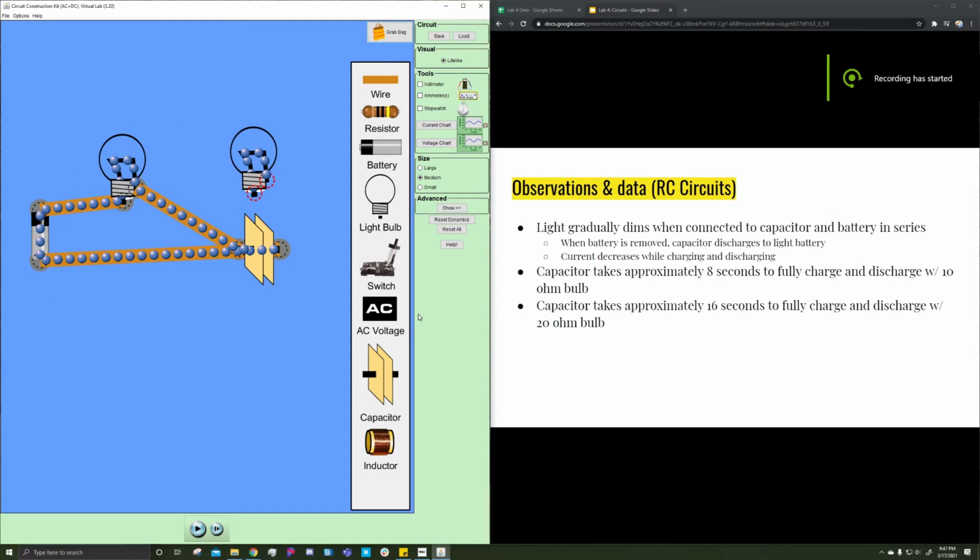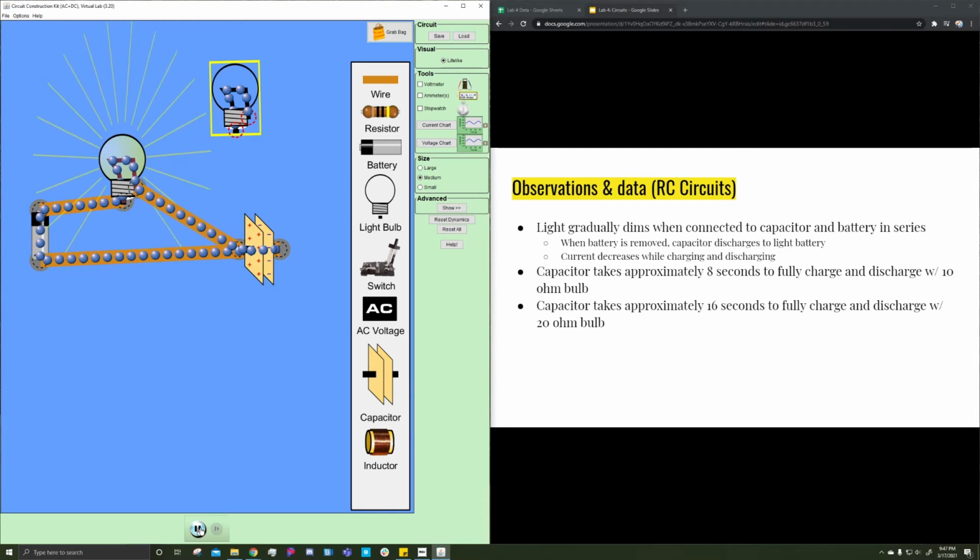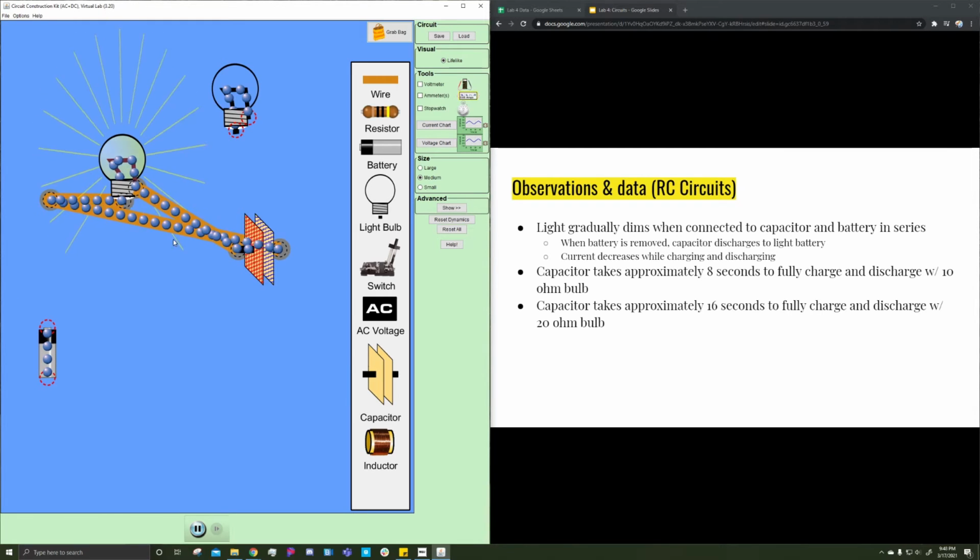Now in the next section we look at an RC circuit in which we have a resistor, as posed by these bulbs, and a capacitor right here. And so what happens is when we start the circuit, we complete it, the light will gradually dim while the capacitor charges, and we can see the current slows down to 0 when it hits steady state. Now, when we remove the battery as such, and we connect it, what will happen is the capacitor discharges and the current flows back through the resistor, and essentially the capacitor acts as a battery.